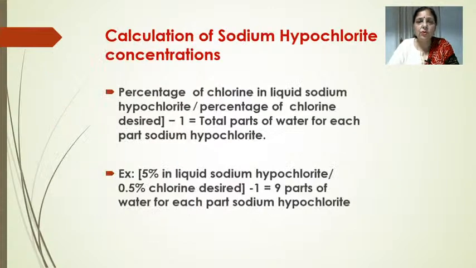The calculation for sodium hypochlorite is the percentage of chlorine in the liquid sodium hypochlorite, which is available in the market, divided by the percentage of chlorine which is desired, minus 1. That will give you the total parts of water for each part of sodium hypochlorite. For example, if it is available as 5% hypochlorite, and our desired concentration is 0.5%, we divide 5 by 0.5 and subtract 1, and that means 9 parts of water for each part of sodium hypochlorite.